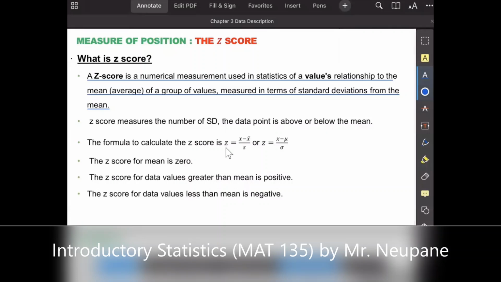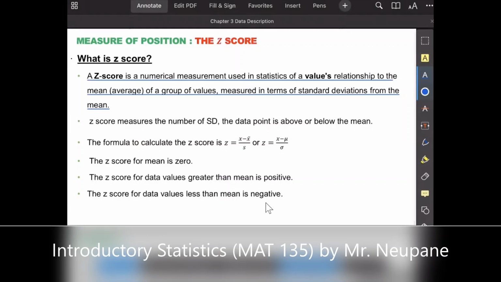Write this formula: z equals x minus mean over standard deviation. If it is for a sample, we use the first one. If it is for the population, we use the second one. Because it is the distance from the mean, the z-score for the mean is 0, the z-score for numbers more than the mean is positive, and the z-score for numbers less than the mean is negative.